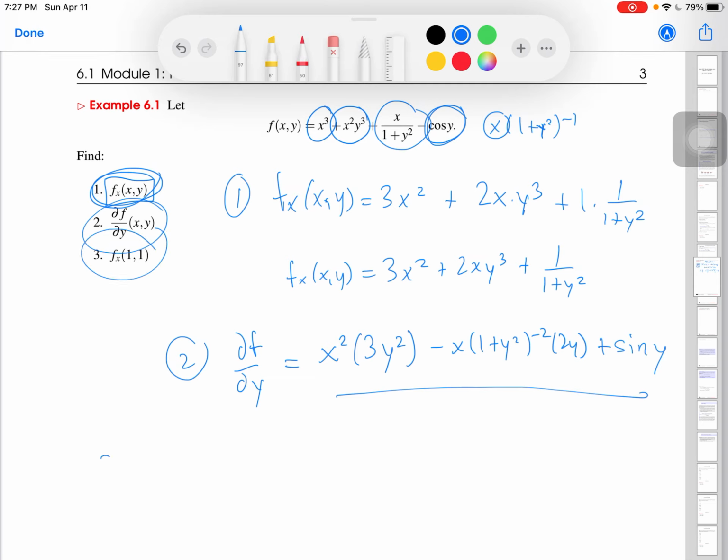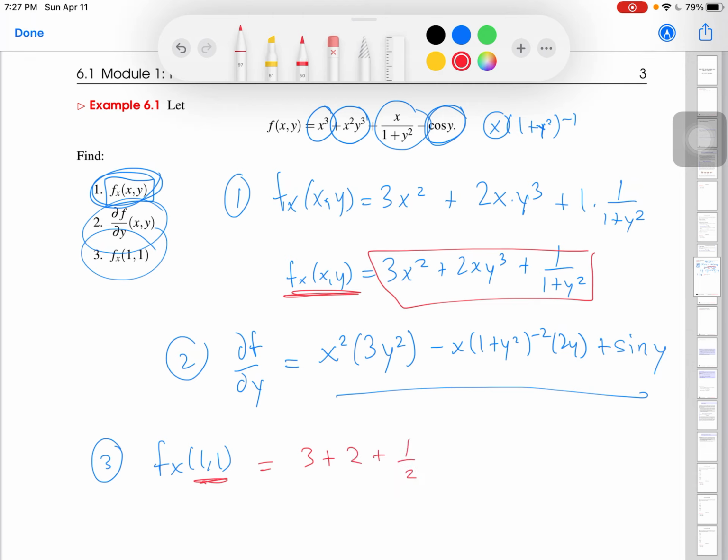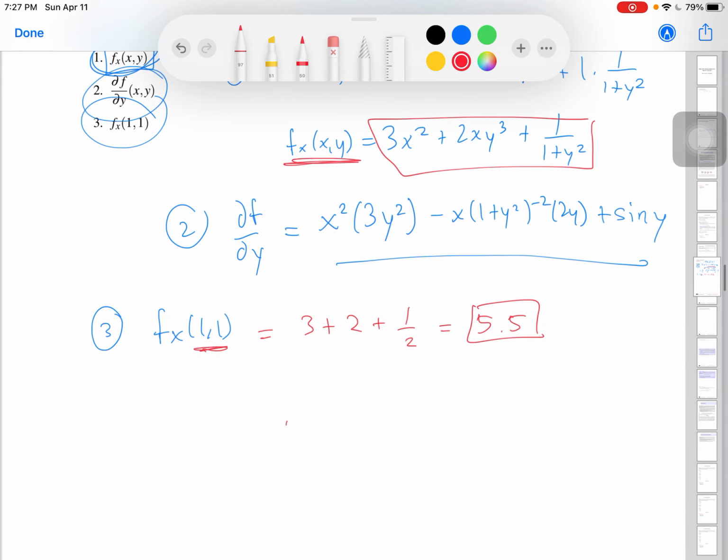And then the last one here, I want to calculate fx of 1, 1. So this means two things. It means, first of all, calculate fx of xy, and then substitute in 1, 1. So to do that, I am going to plug in x equals 1, y equals 1. So I get 3 plus 2 plus 1 half. So I get 5.5. Okay?